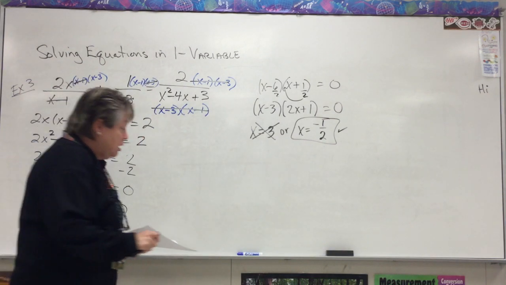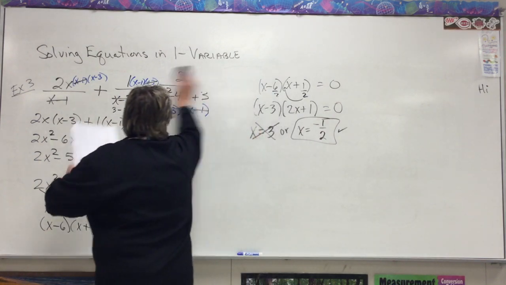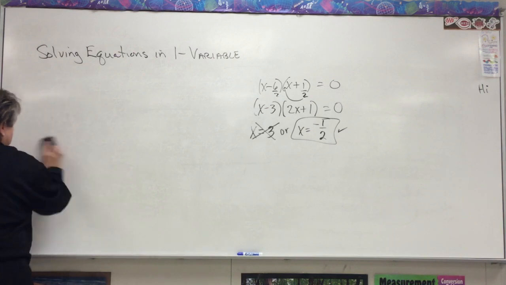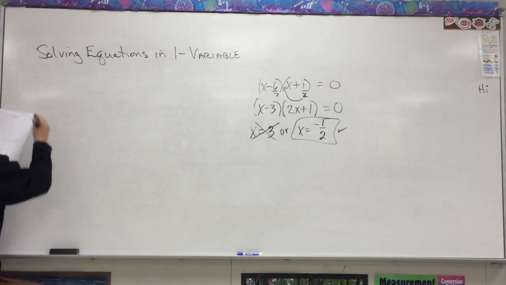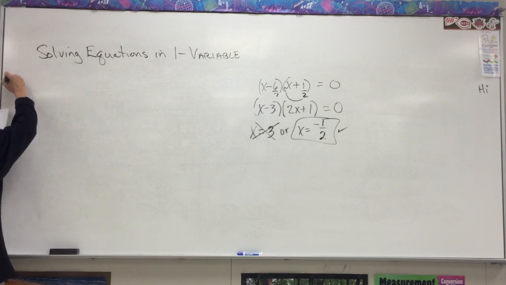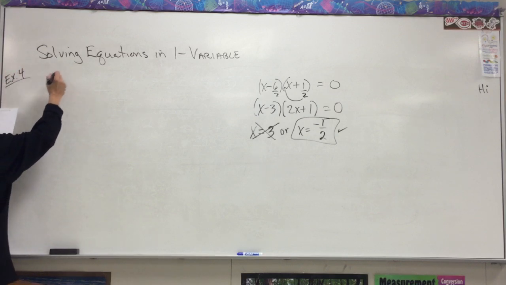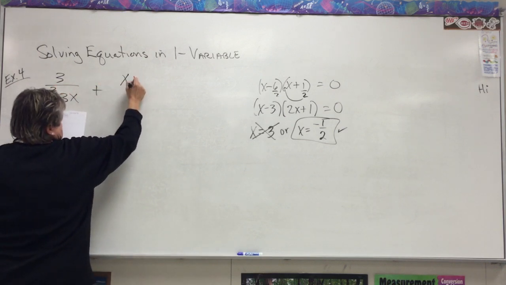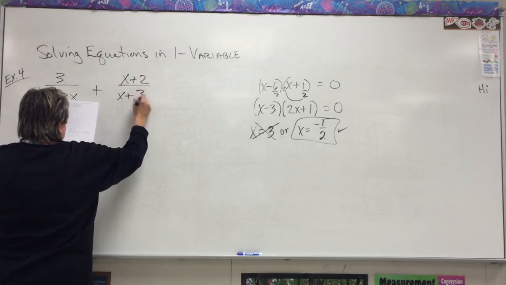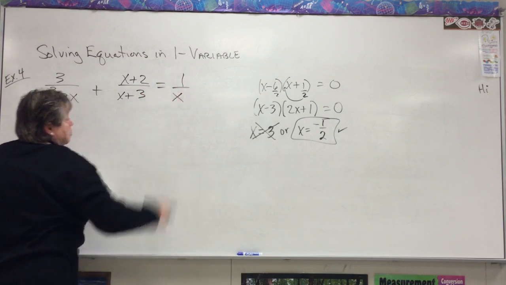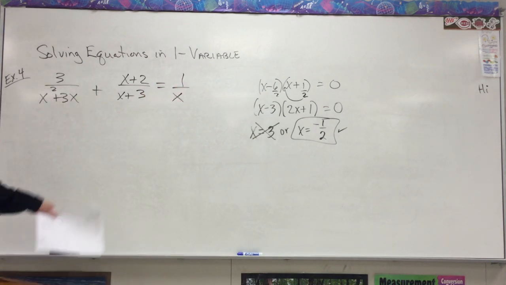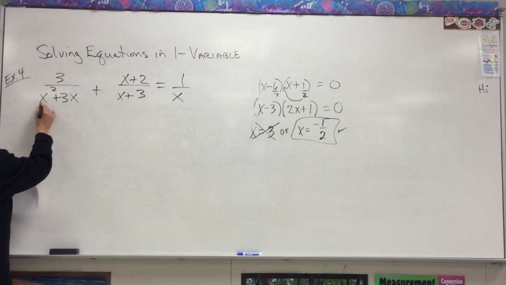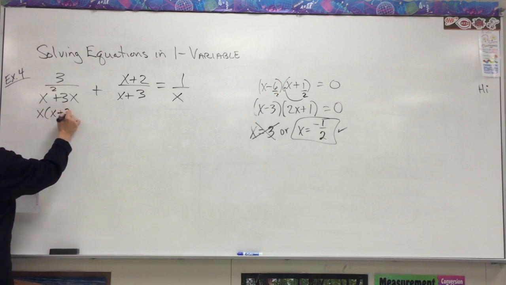All right? We're probably getting close on time, but I could show you here one more example. And again, it's just got a little bit of a factoring piece in it. So for example 4, we have 3 over x squared plus 3x, plus x plus 2 over x plus 3 equal to 1 over x. Okay? So again, check your denominators. If something will factor, you factor it first. Like here, we have an x in common.